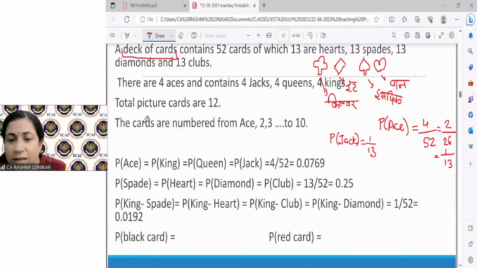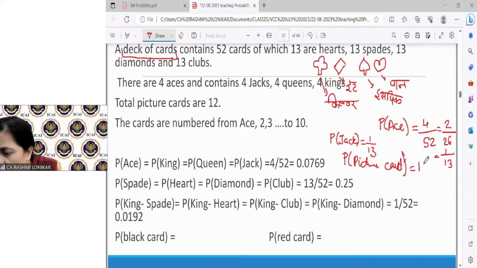The word is deck. So how many total picture cards are there? 4 jacks, 4 queens and 4 kings. There are 12 picture cards. So what is the probability of getting a picture card? It will be equal to 12 upon 52, which is equal to 3 upon 13.